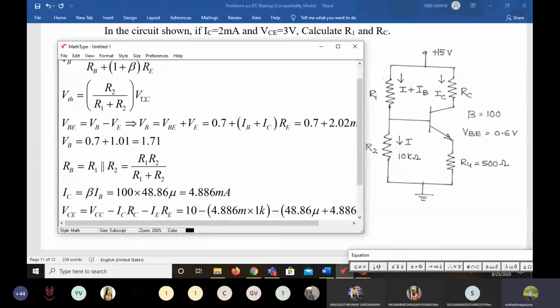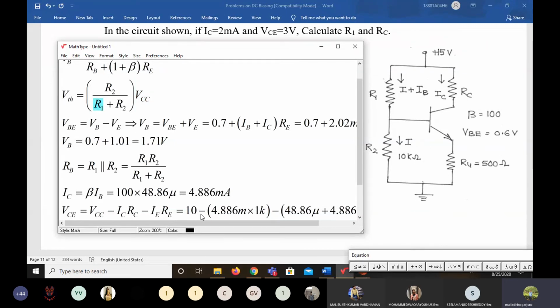Now we substitute VThevenin. VCC is known, and what is the unknown factor here? R1 is the unknown factor. You can substitute and calculate R1. VThevenin is equal to 1.71, R2 is a 10 kilo ohm resistor, R1 is unknown, VCC is 15 volts. You calculate R1.